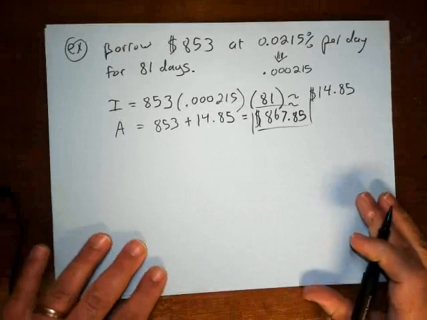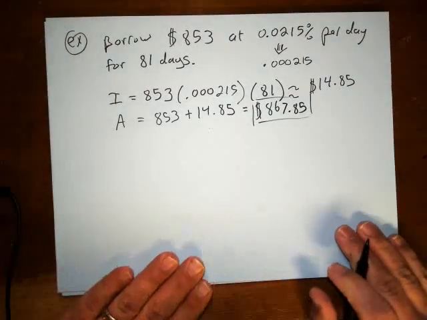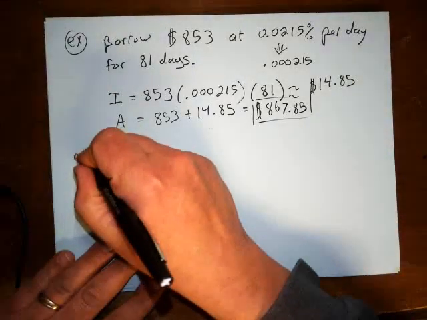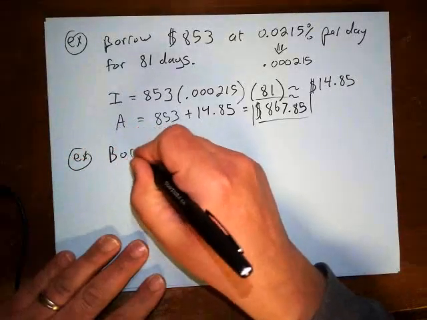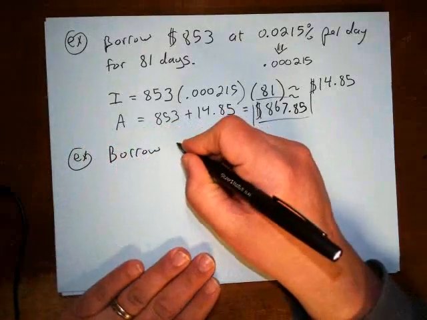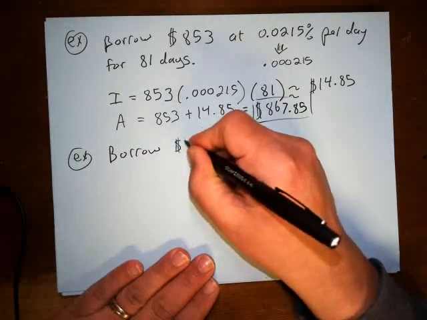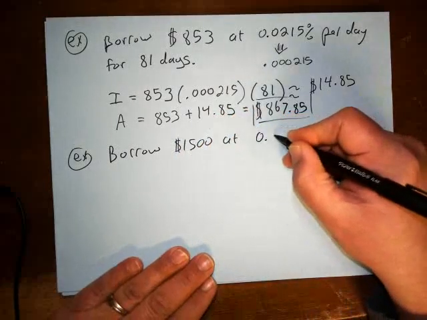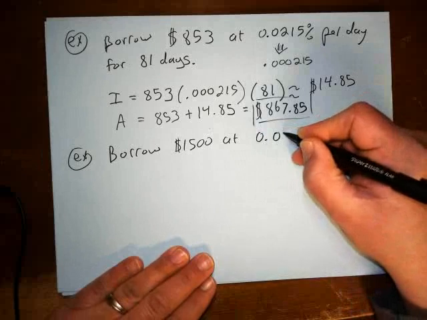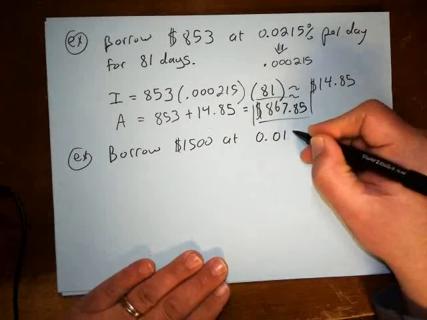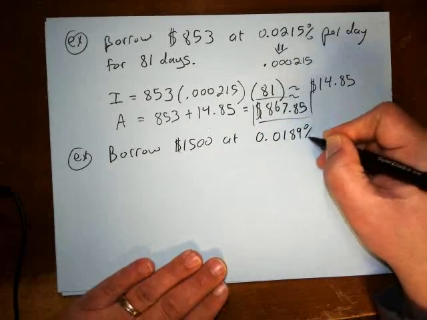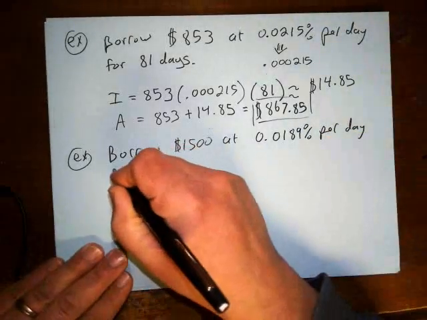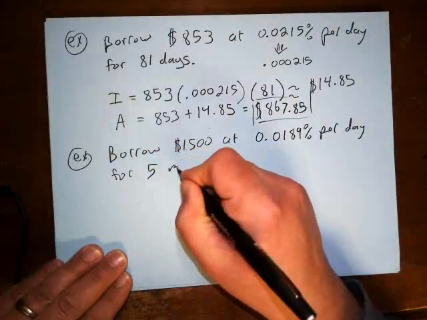Okay, so now let me do another one that's a daily interest rate. So let's say I borrow $1,500 at, we'll say 0.0189% per day, and we'll say I do this for 5 months.